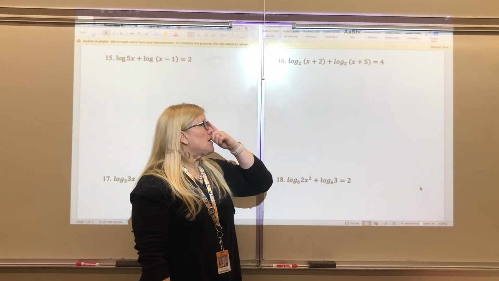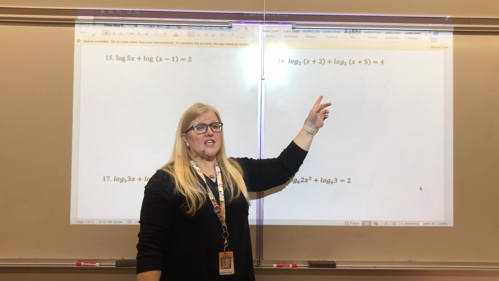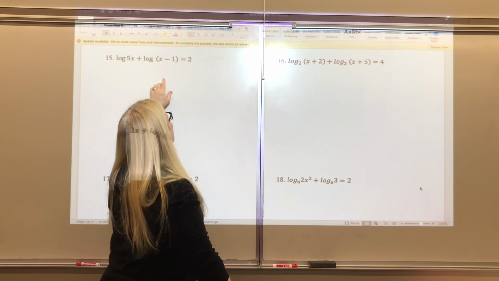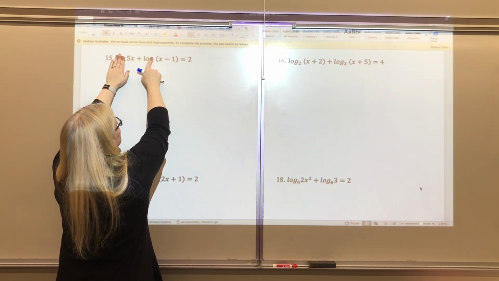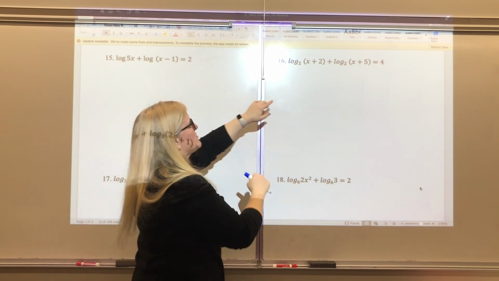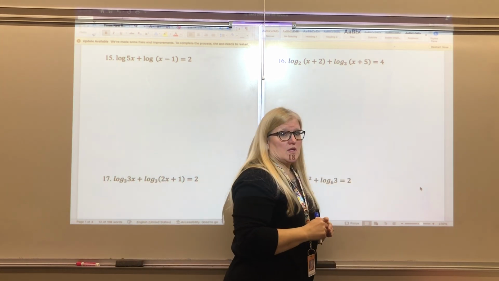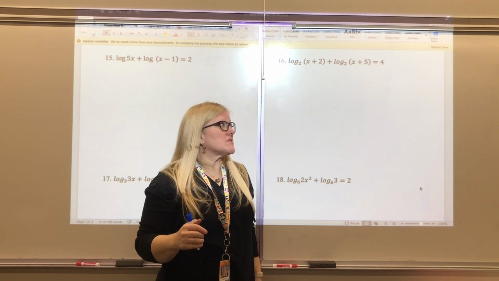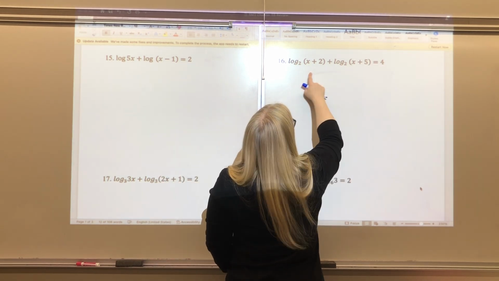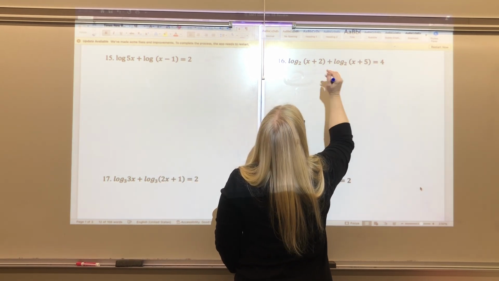Number 16, similar to number 15, only instead of there being just a monomial multiplied by a binomial, we have two binomials. Okay, but we're not going to do anything different. We're going to use the same steps. So again, I need one log here, so I'm going to condense.